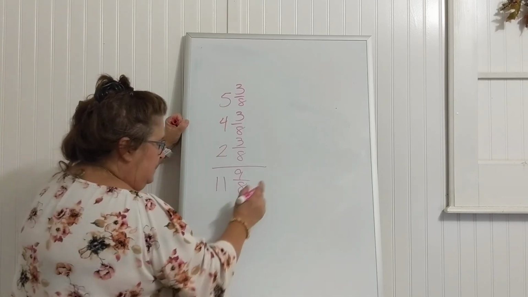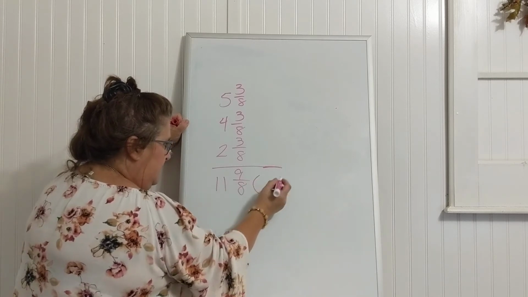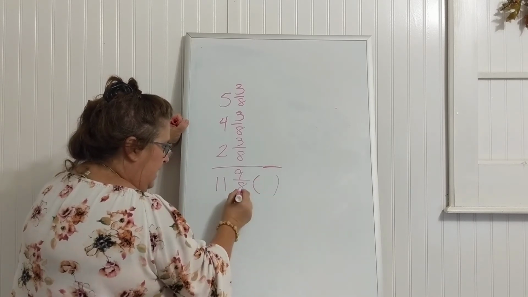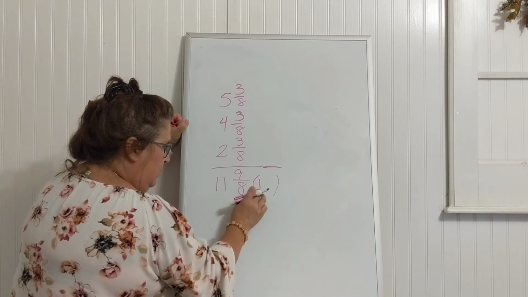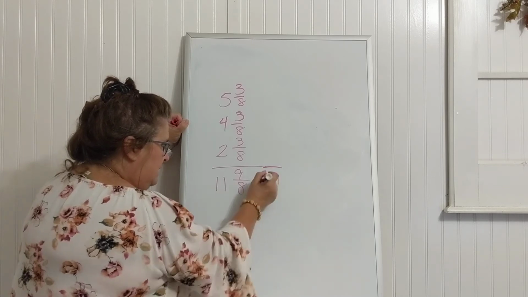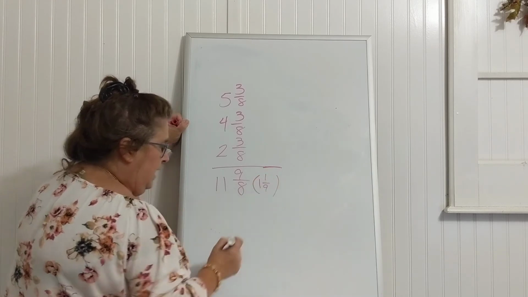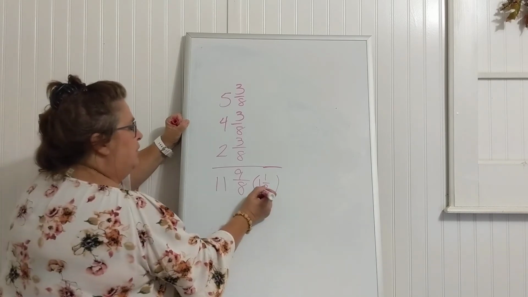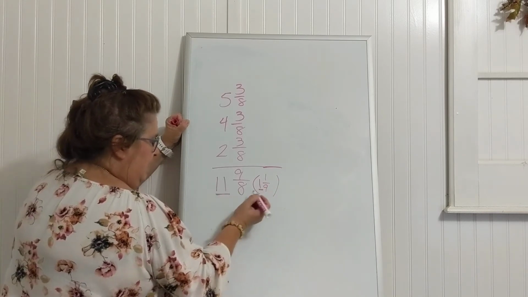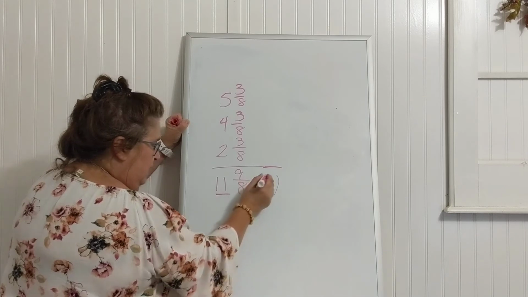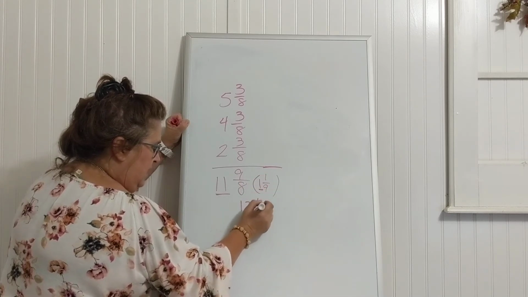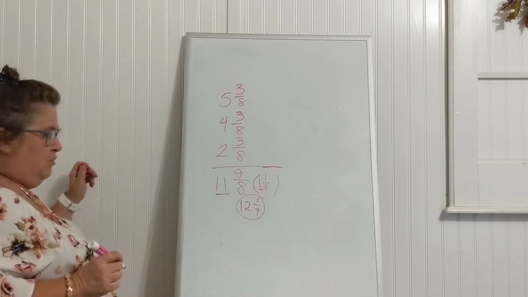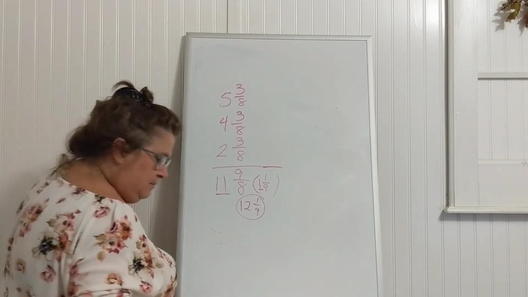11 and 9/8. We have to turn that 9/8 into a whole or mixed number. 8 will go into 9 one time. 1 times 8 is 8. 9 minus 8 is 1. So it'd be 1 and 1/9. We got to put our two whole numbers together. 11 and 1 equals 12. And our fraction is 1/9. So our answer is 12 and 1/9. Okay?